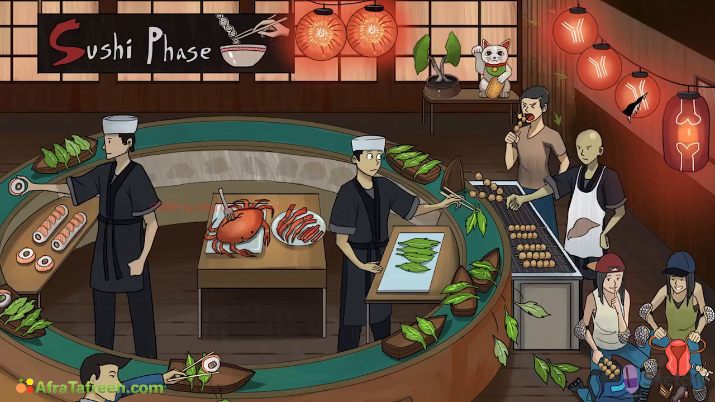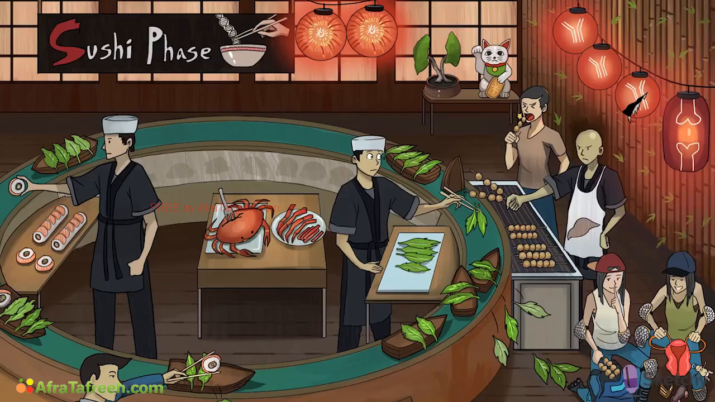Do you see that figurine in the back there? That's a maneki neko, literally meaning beckoning cat. It's a common Japanese figurine which is often believed to bring good luck to the owner.